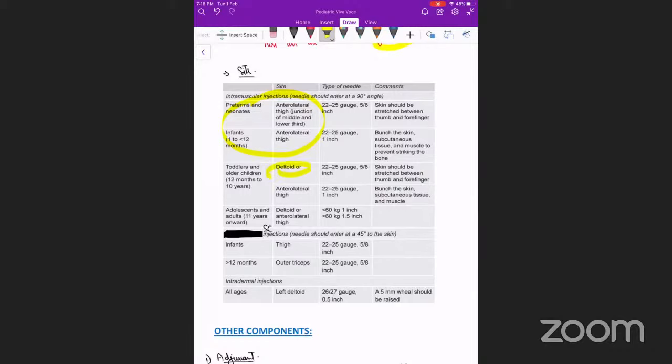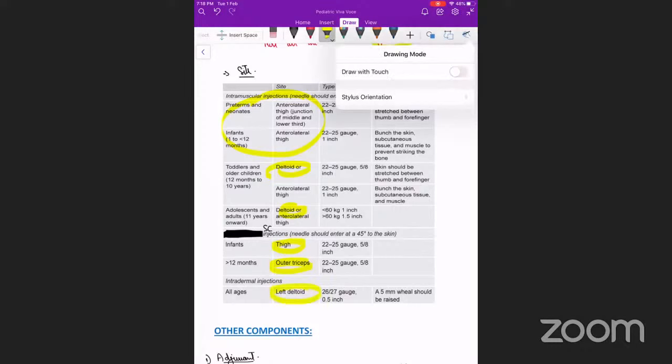Subcutaneous, again, for infants, we give it in the thigh. For children older than 1 year, we give it in the outer triceps region, okay? And all the intradermal injections are given in the left deltoid, okay? So this was the site.